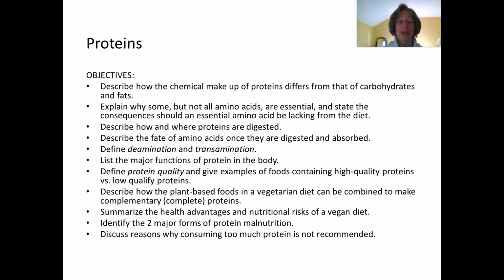Define protein quality and give examples of foods containing high-quality proteins versus low-quality proteins. Remember, high-quality proteins are foods that contain all 9 of the essential amino acids. Low-quality proteins are foods that are missing or low in 1 or more of the essential amino acids. So what foods tend to be considered higher quality proteins or have that full complement of all 9 essential amino acids versus which foods do not?